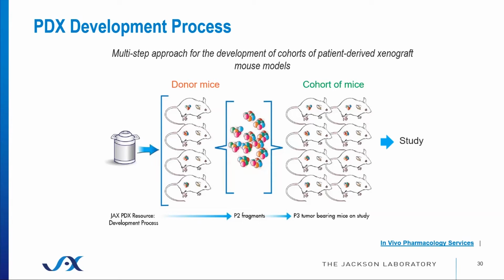But here's just a quick schematic of how this works, where we have the PDX samples either live or cryopreserved, and then we engraft them into donor mice and amplify it up into a greater number of mice that you can use for your experimental cohorts. And then JAX can actually perform a study for you, or we can provide you with the engrafted mice and you can run the study yourself.